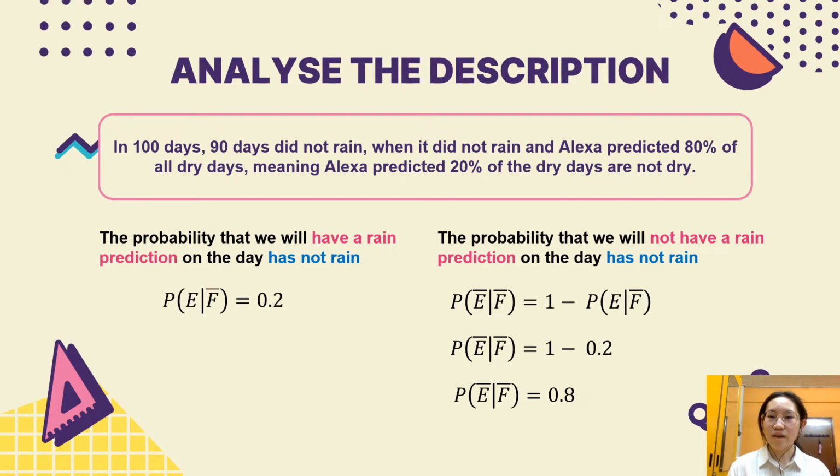In 100 days, 90 days did not rain. When it did not rain, Alexa predicts 80% of all dry days correctly, meaning Alexa predicts that 20% of all dry days are not dry.